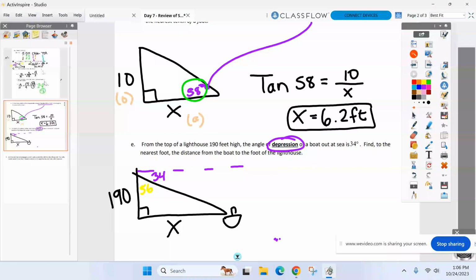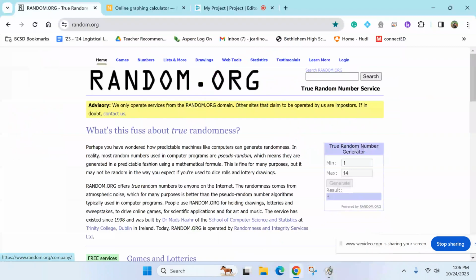Yep, no problem. I'm going from the 56. So what would the X be? What side? Yep, and how about the 90? Yep. All right, so I have opposite and adjacent. Which one of the three am I allowed to use here today?